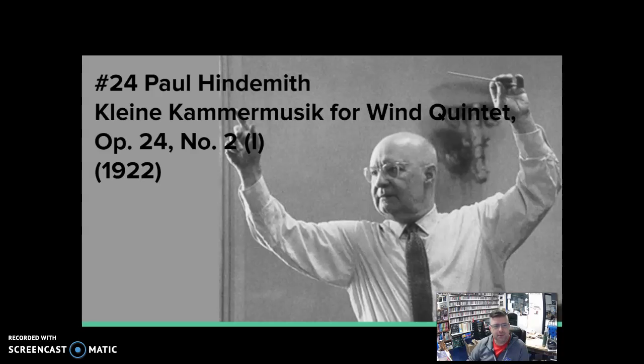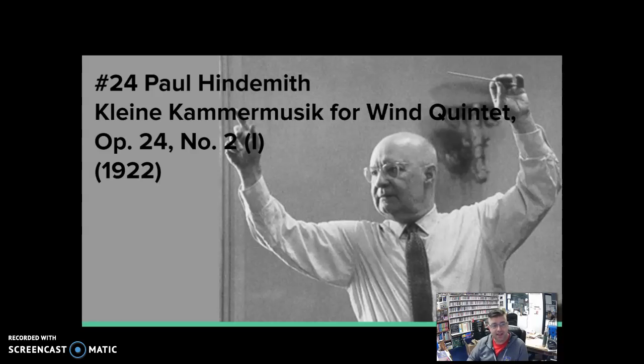This comes from a series or a cycle of pieces he called Kammermusic, which is chamber music. Again, like the string quartet that we listened to a few weeks ago. This is meant to be played by a small group. A wind quintet is what this is called. And there are 8 total compositions. It says Opus 24 number 2.